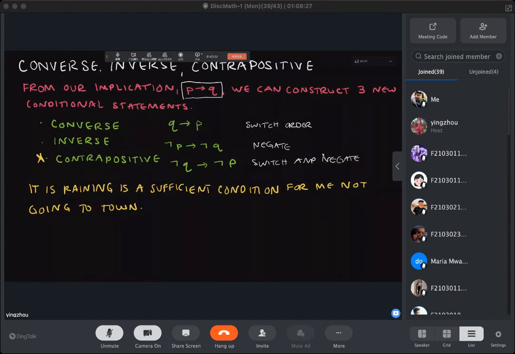So let's take a look at an example, because this is the type of question you get. The extra kick is, notice I've given you a statement that is not in if-then form. Put it in if-then form first so that it makes sense. And then from there, it's very easy to write the converse, inverse, and contrapositive. Raining is a sufficient condition for me not going to town. So that's kind of a wonky way to say, if it is raining, then I won't go to town.